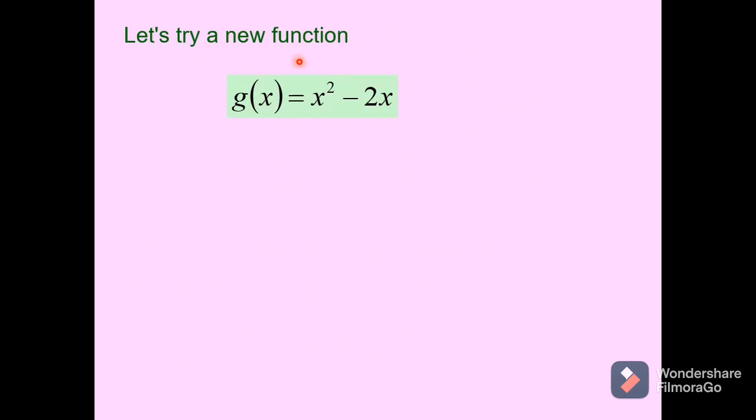Let's try a new function. So, we have g of x is equal to x squared minus 2x.